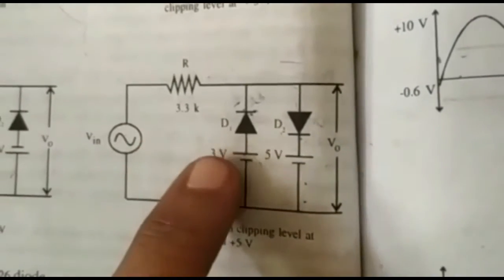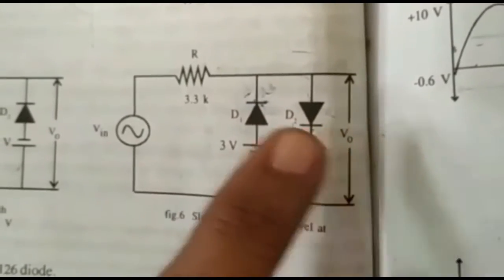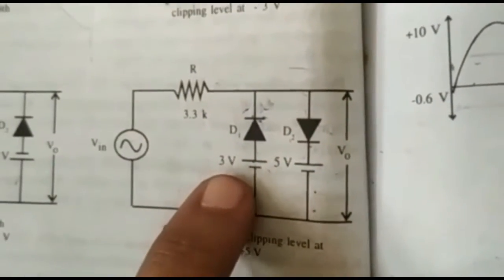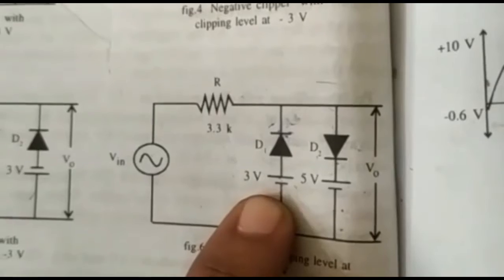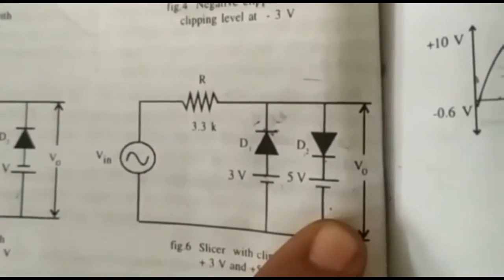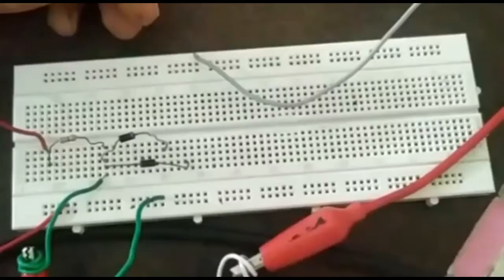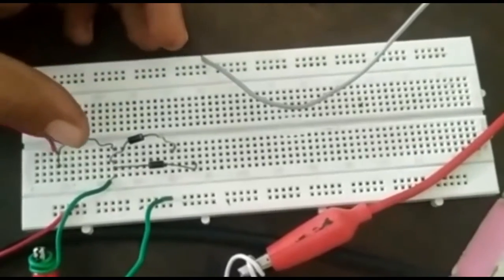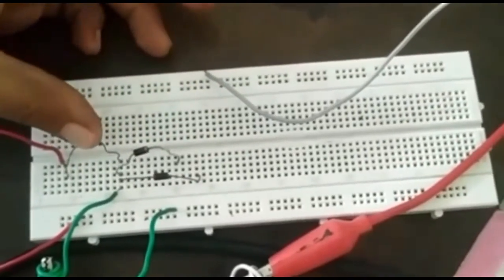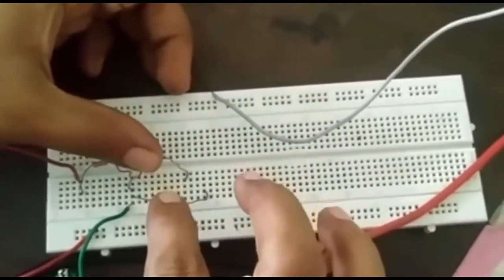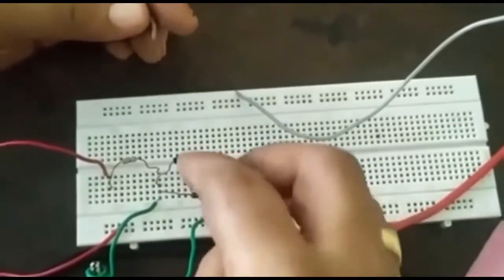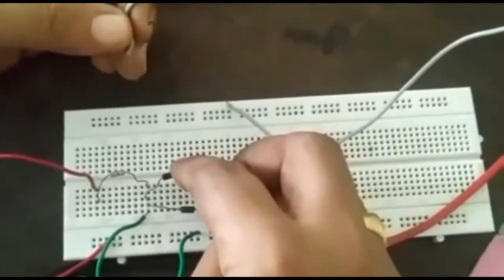Next one is the slicer circuit with the clipping levels +3 volt and +5 volt. It has a resistor and two diodes and two positive power supplies for the respective diodes. Now let us wire the circuit diagram. The resistor and the two diodes are connected to the breadboard. Now we are going to connect the power supplies to the circuit.